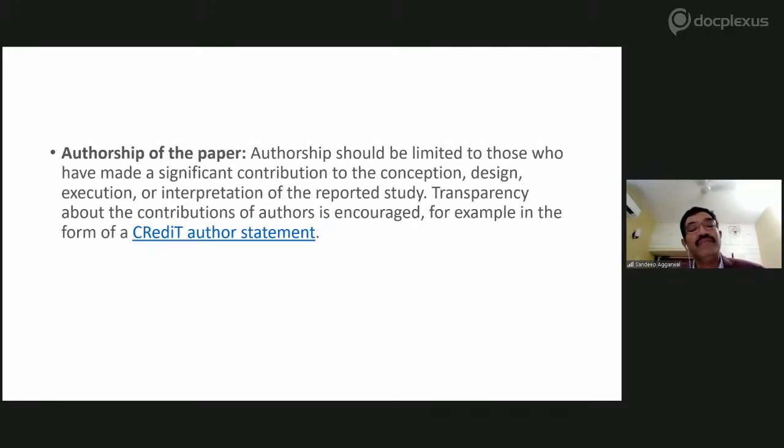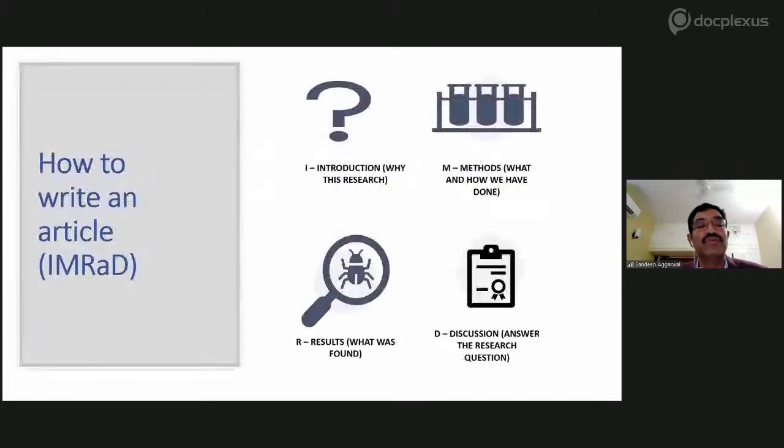Authorship should be limited to those who have made a significant contribution to the concept, design, execution, or interpretation of the reported study. And there are various websites you can go through to get this. And how to now actually write an article? This IMRAD format is what is given in all the journals, and I don't think anything goes beyond. Is anything different? I'm sure Dr. Anil Sharma is going to go into detail when he talks about the principles of writing.